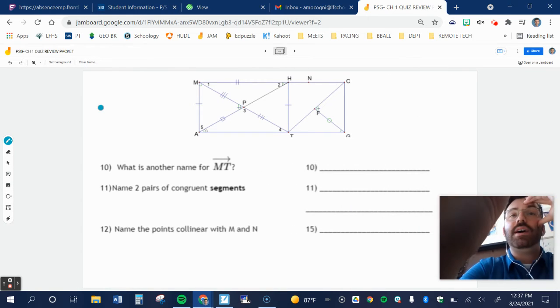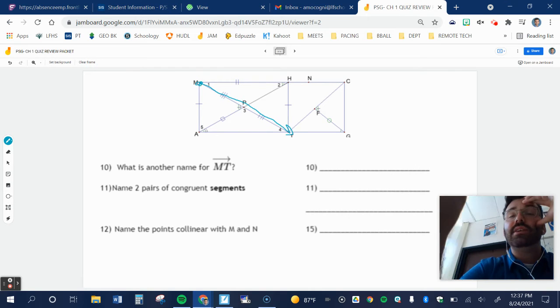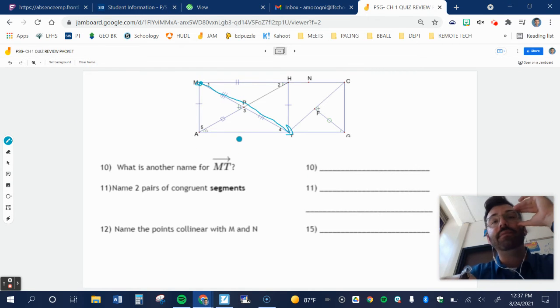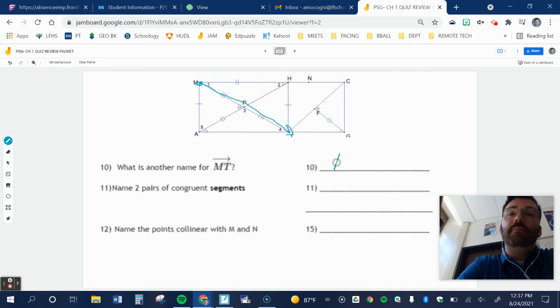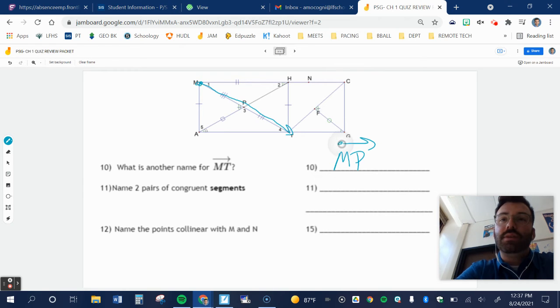Next one, what is the name for MT? That's a ray. Well, there is another point that's on that line. I could call that MP. Remember, with a ray, you cannot say TM. All right, M is the starting point. That's where we begin. So when I name it another time, M has to be my starting point.